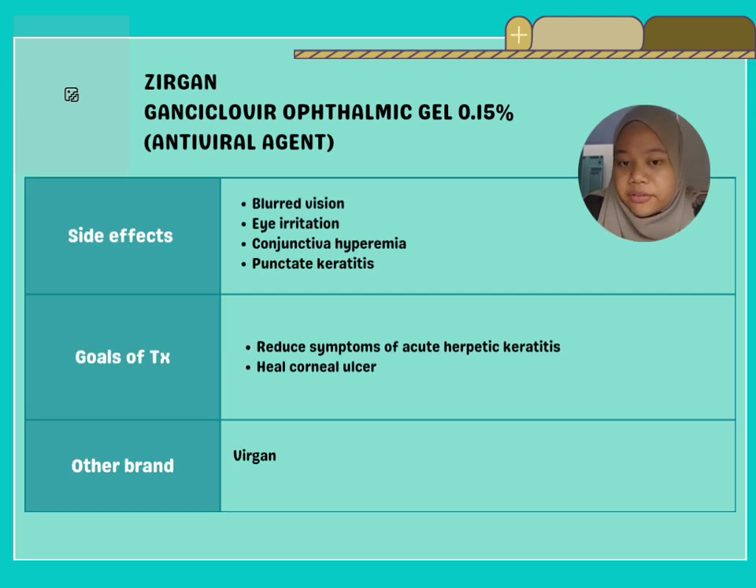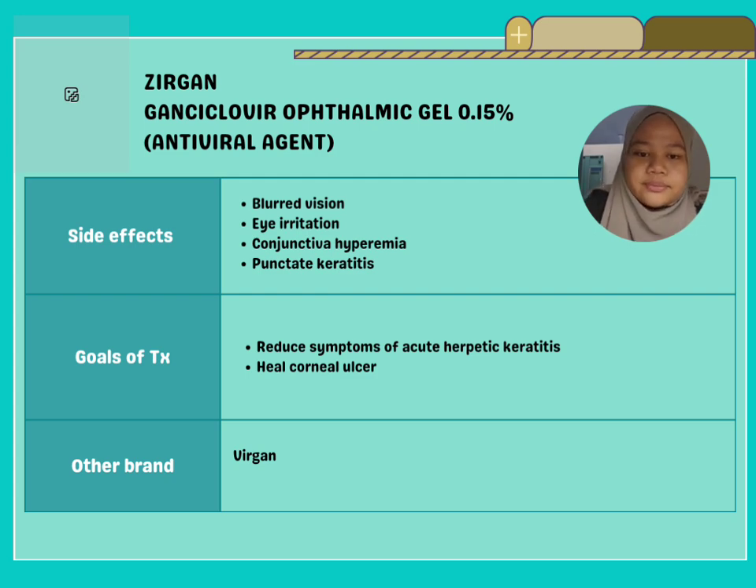As for the side effects, a patient may experience blurred vision, eye irritation, conjunctival hyperemia, and also punctate keratitis. And the goal of this antiviral agent, ganciclovir, is to reduce symptoms of acute herpetic keratitis like pain, and also heal the corneal ulcer. Another brand found similar to Zirgan is Virgan, which also contains ganciclovir.